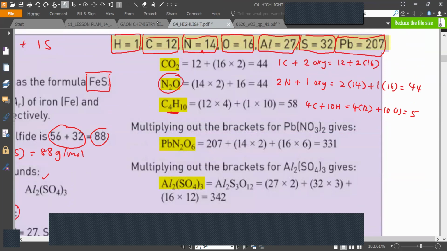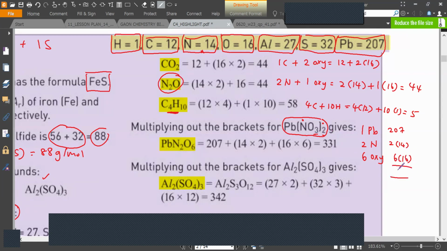Now, Pb(NO3)2, lead nitrate. We need to be very careful. Lead is outside of the bracket, so lead is just 1. Nitrogen, we need to multiply outside the bracket, so it's 2 nitrogen. Oxygen, 3 oxygen multiplied by the bracket, so that will be 6 oxygen. So lead is 207 plus 2 nitrogen plus 6 oxygen, which gives 331.